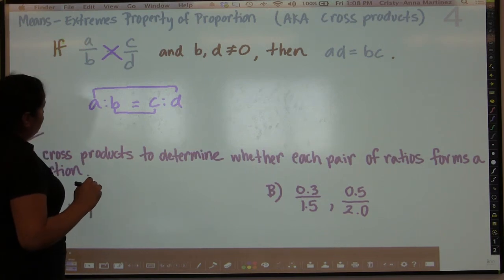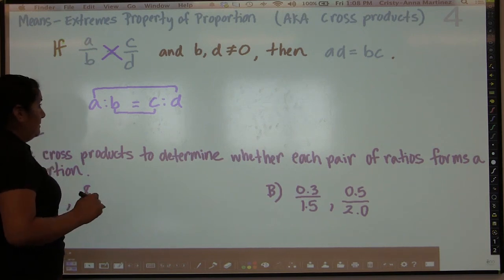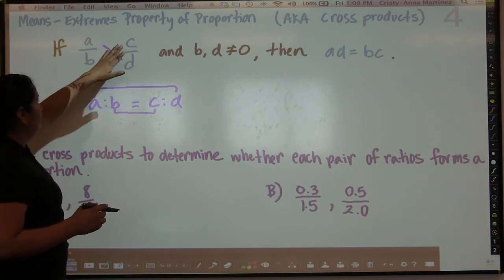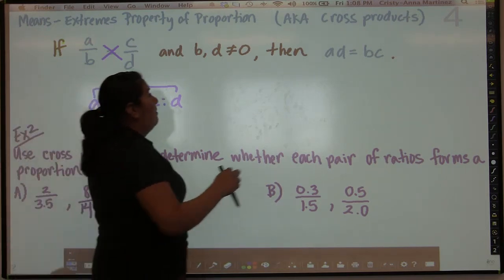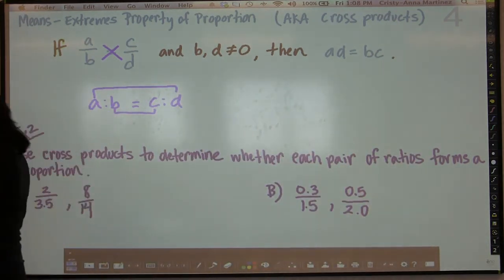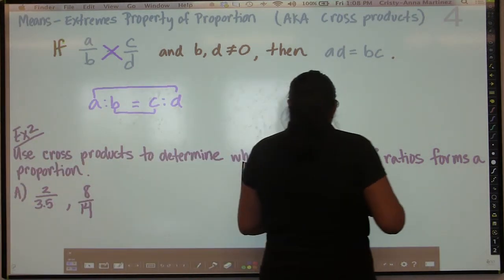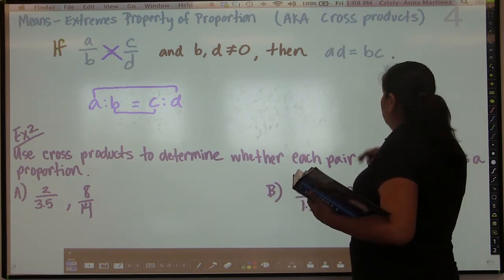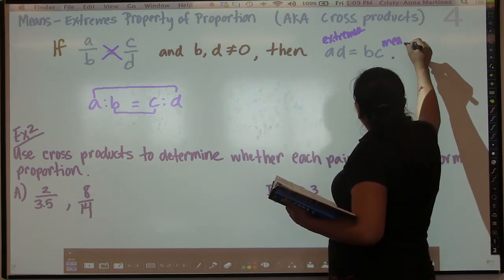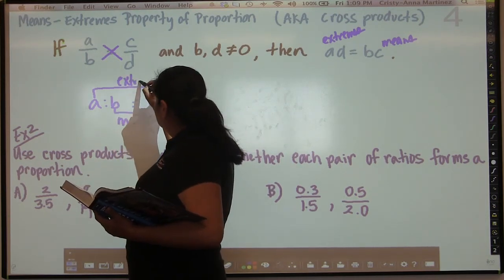When you see it in this direction, you have this little cross product thing, and it basically means that if you have two ratios equal to each other, the product of the extremes is equal to the product of the means. So A times D would be the extremes, and B times C would be the means, and those products would be equal. The means are on the inside, and the outside ones are the extremes.